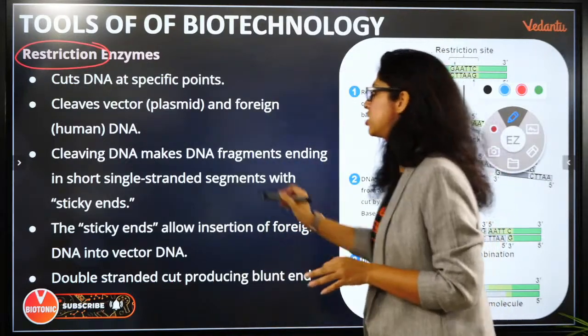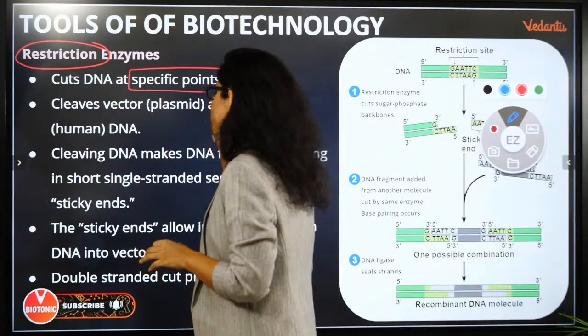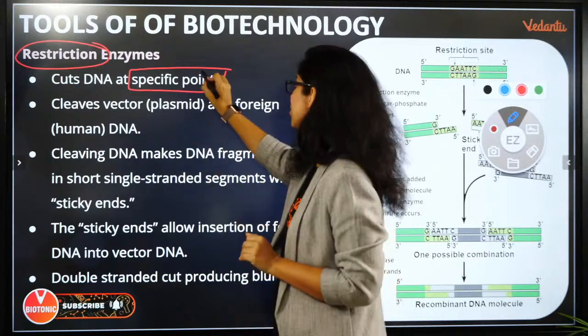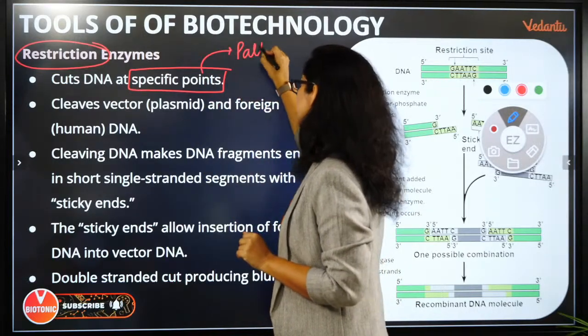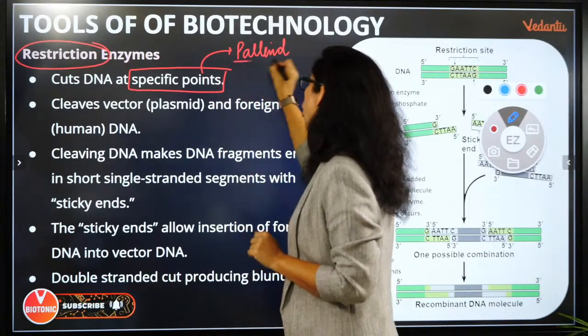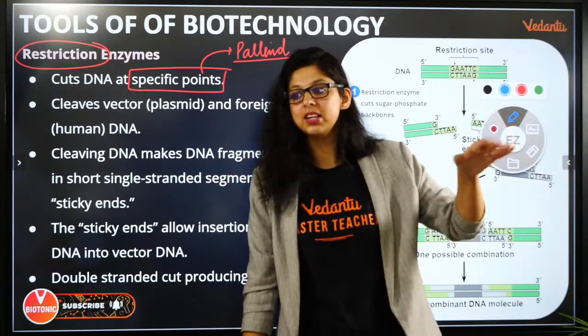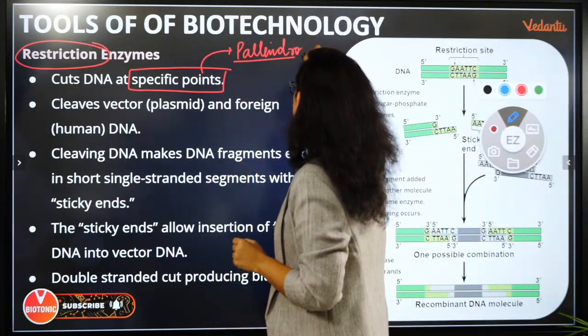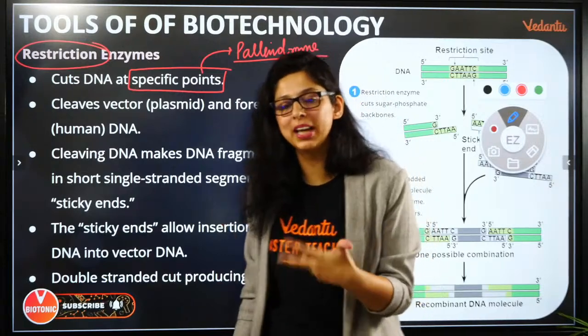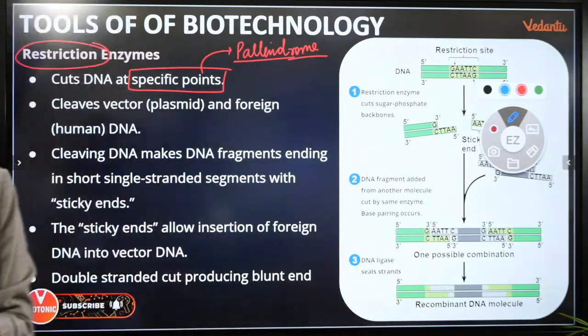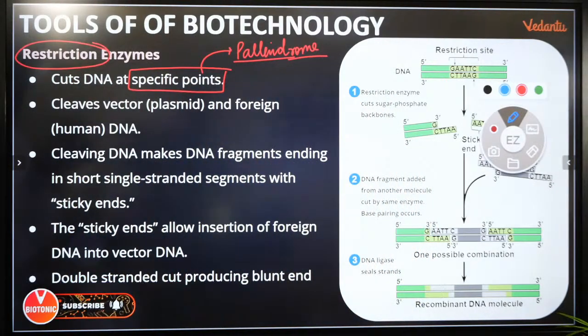So it cuts DNA at specific points, does not cut it at any point, cuts it at very specific points. The specific points are called palindromes, which is something like mom or Malayalam. Right? So those areas are called palindromes, like wow, like mom, like Malayalam. Understood?